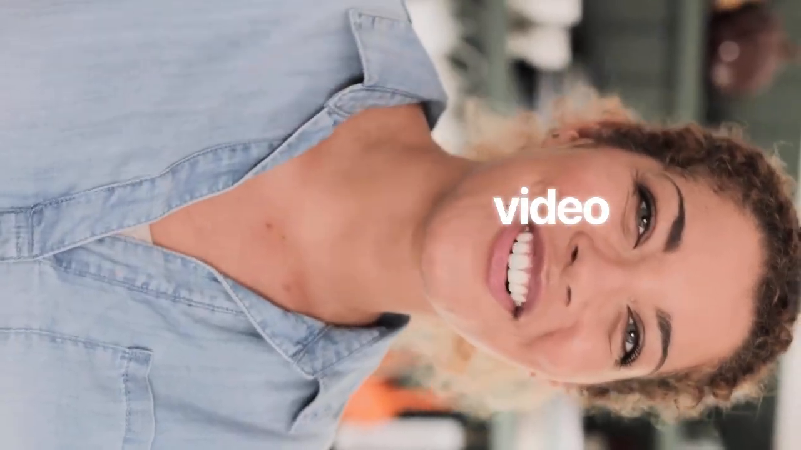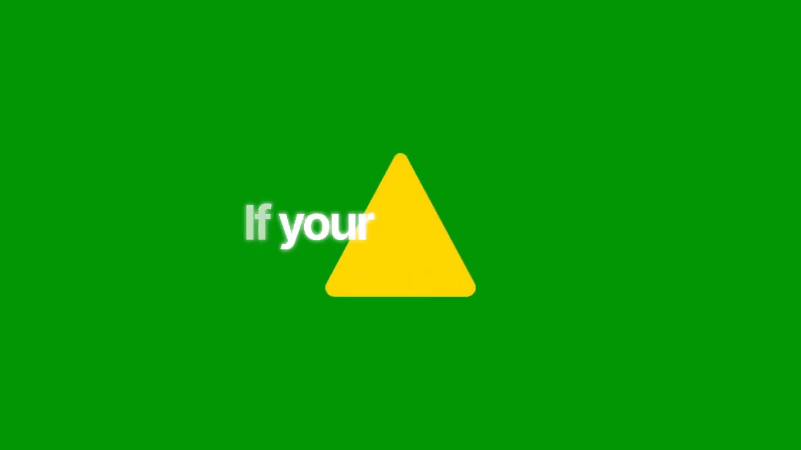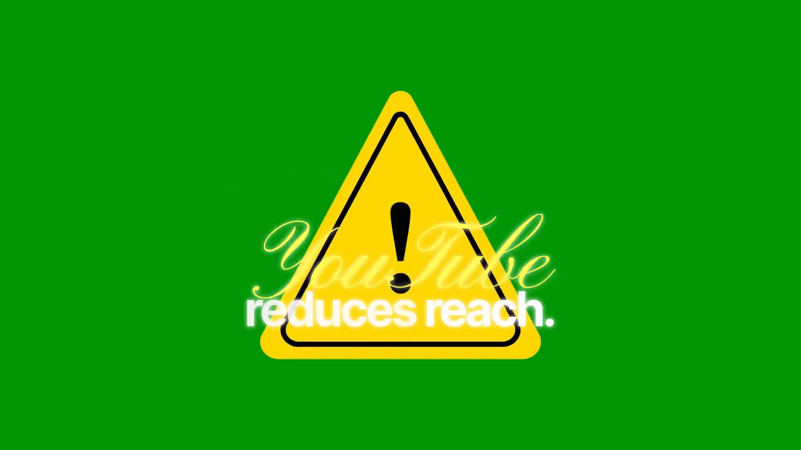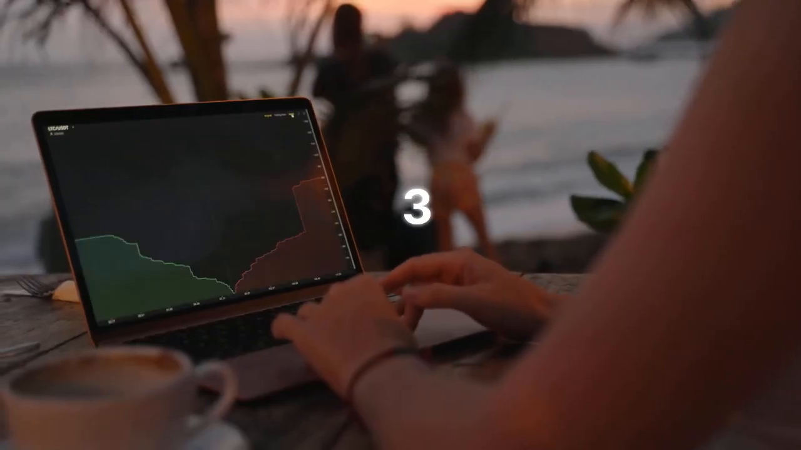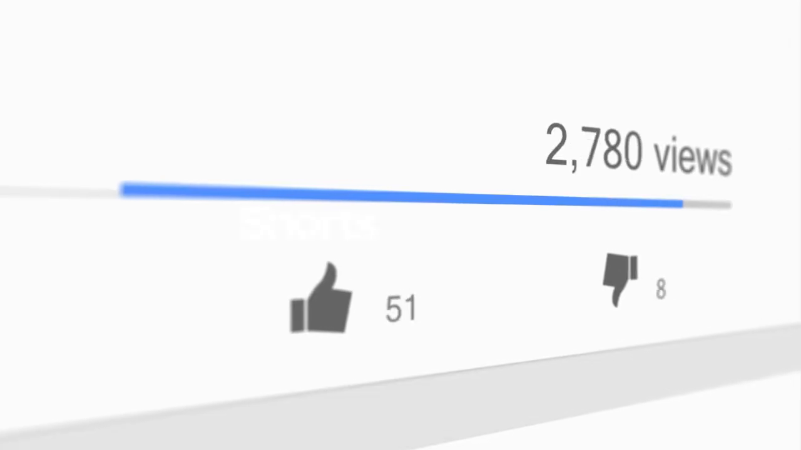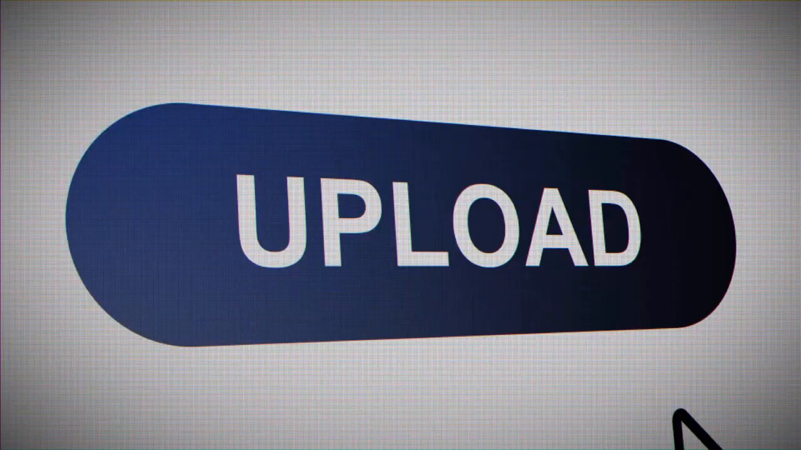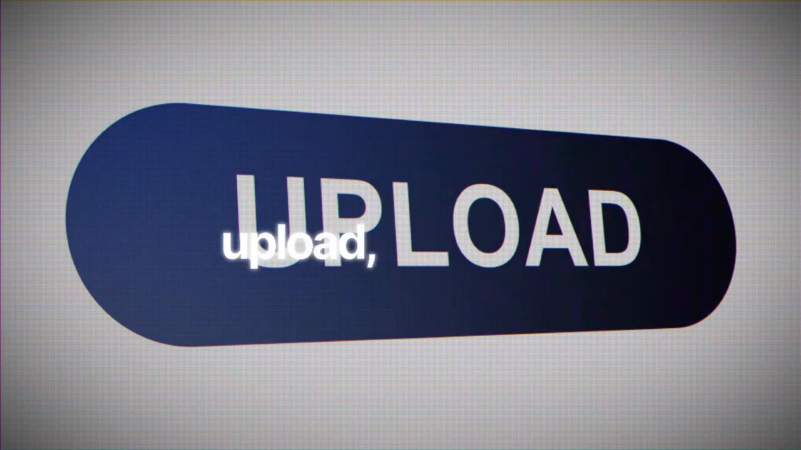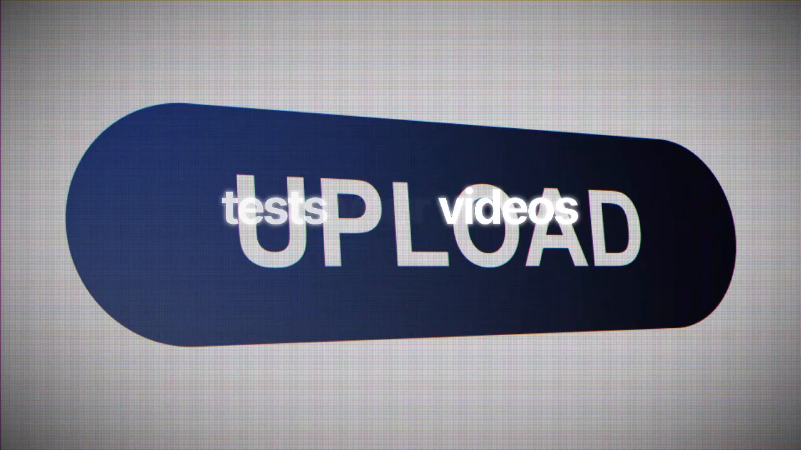Make sure the video is full vertical 9:16. If your frame is slightly horizontal, YouTube reduces reach. Post 1 to 3 shorts every day. Shorts work on consistency. The more you upload, the more YouTube tests your videos with new viewers.